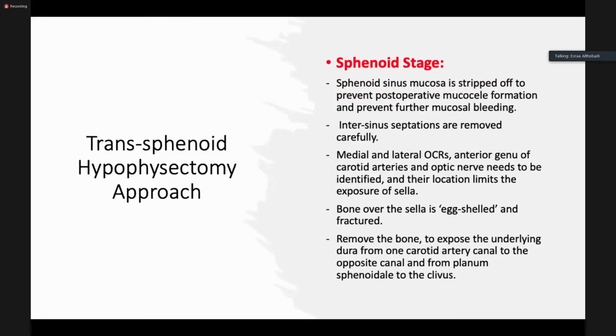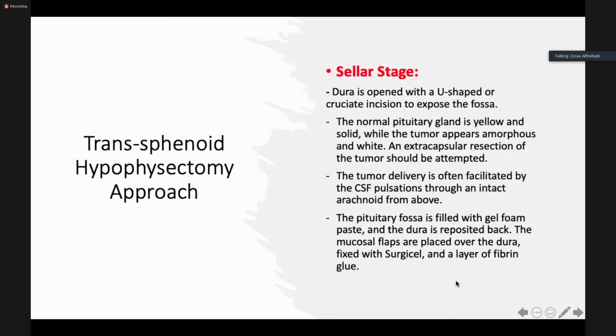Okay, after we reach the sphenoid, the mucosa will be stripped off, the septum will be removed, and the medial and lateral opticocarotid recess, the carotid artery, and the optic nerve should all be identified. The bone over the sella is fractured. Then after we remove the bone, the dura will be exposed from one carotid canal to the opposite canal, from the planum sphenoidale to the clivus.